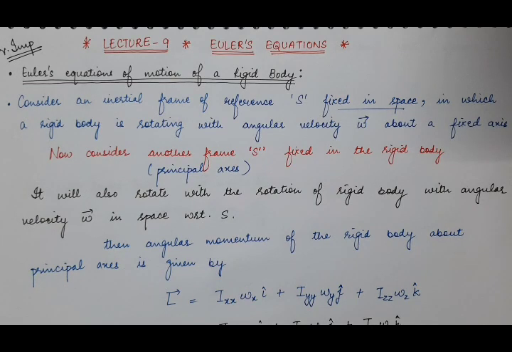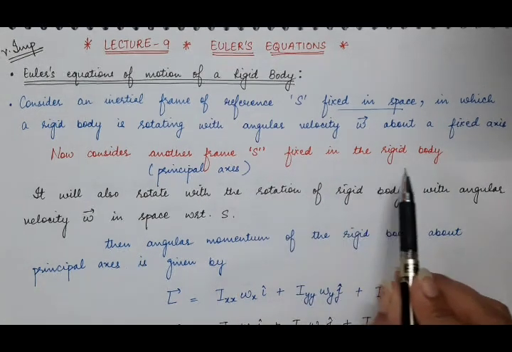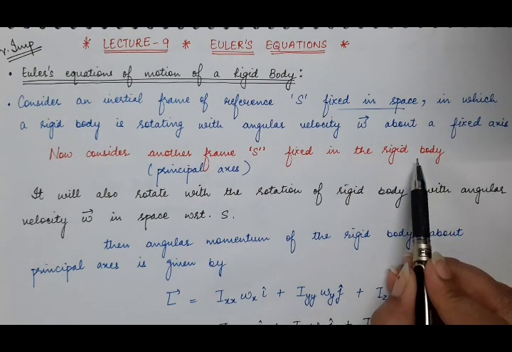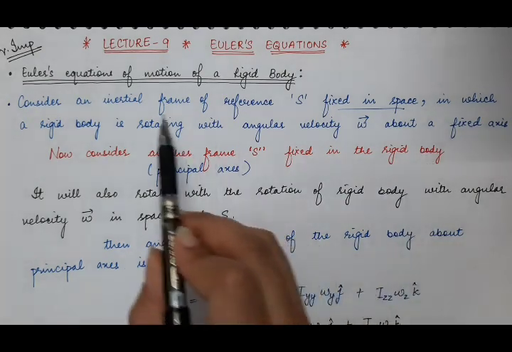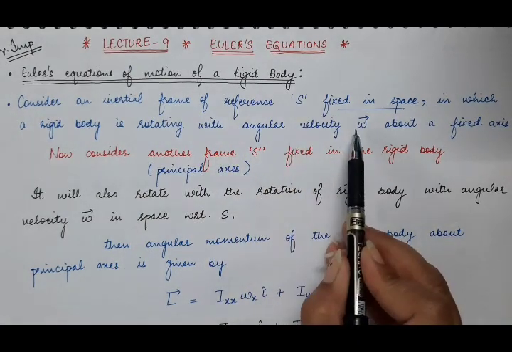And now we know about the principal axis. This principal axis is fixed in the rigid body. And what are the principal axes? These are the axes of the coordinate system which is fixed in the body. And suppose this coordinate system is denoted by S dash. So now we have considered another frame S dash which is the principal axis, and it is fixed in the body. And this body is rotating in this inertial frame S, which is fixed in space, with angular velocity omega.